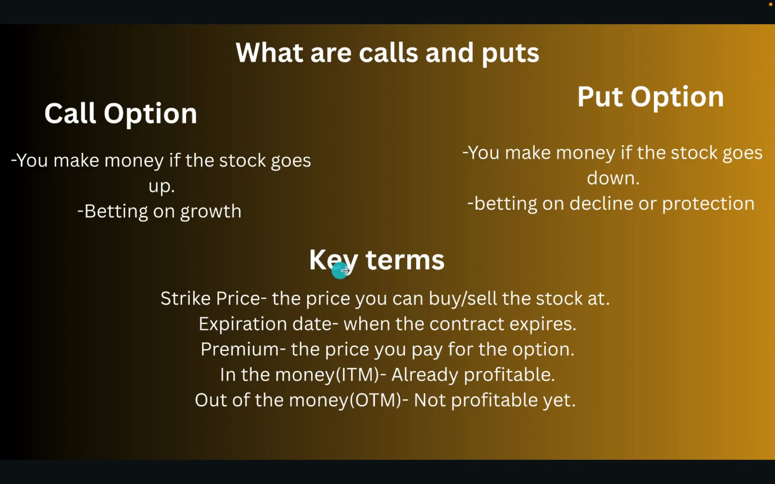A couple of key terms that we'll talk about in this lesson. Number one, strike price: the price you can buy or sell the stock at is called the strike price. The expiration date: when the contract expires. The premium: the price you pay for the option. In the money: already profitable. Out of the money: not profitable yet. Now, we'll go through an example later on in the lesson, and all these key terms will be shown and explained on a deeper level.